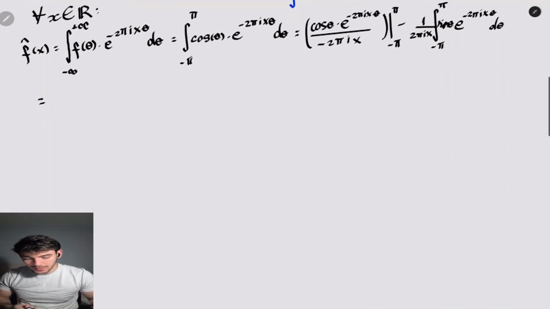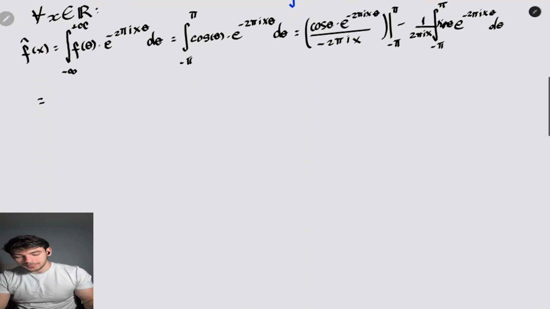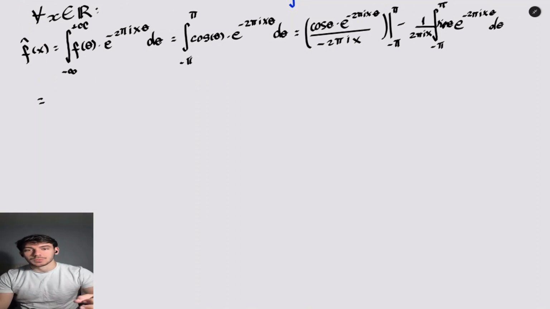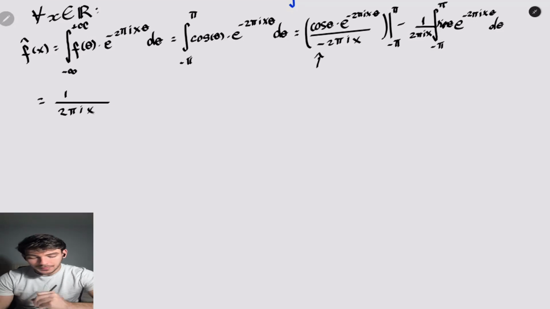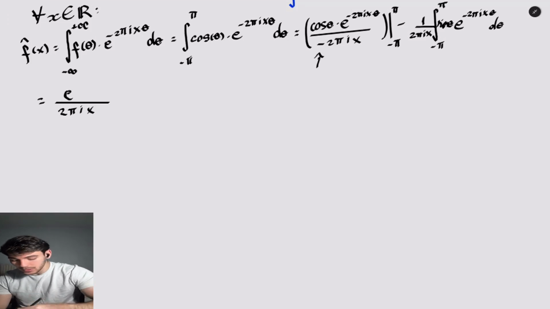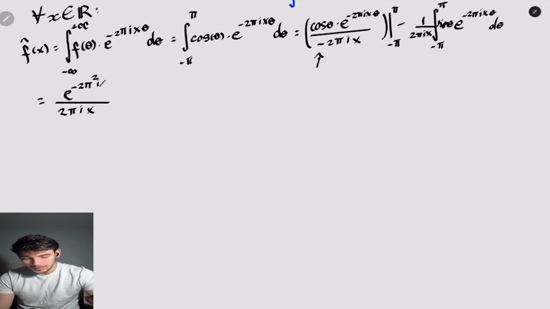So we'll have cosine of pi, that's minus 1. So it will cancel out with this minus here. So 1 divided by 2 pi ix, and exponential of minus 2 pi ix theta. And since theta is pi, we'll have minus 2 pi squared ix.